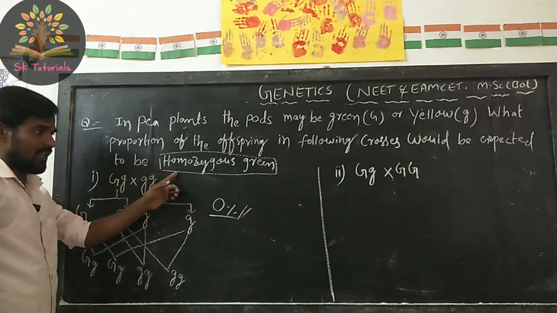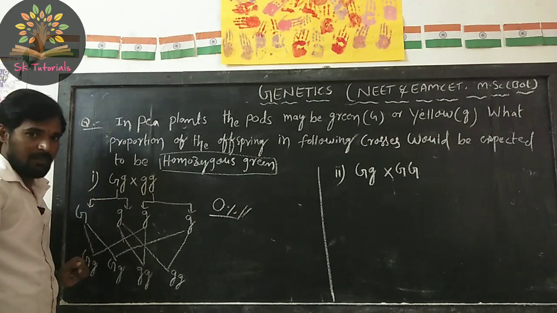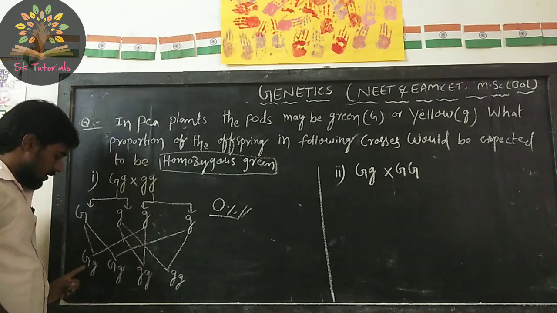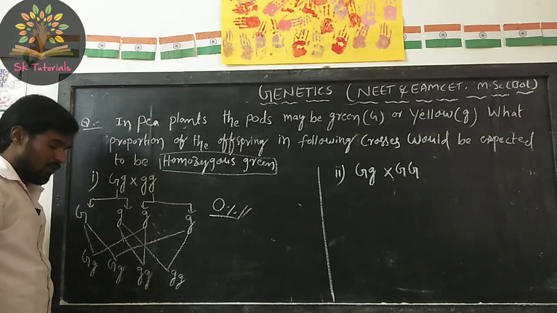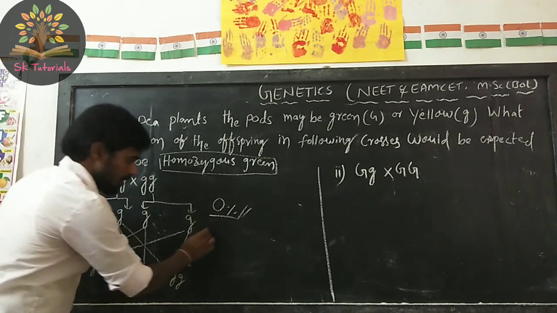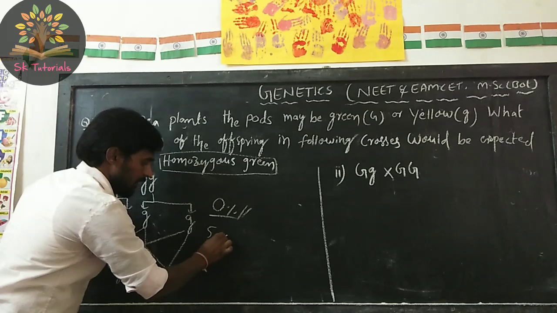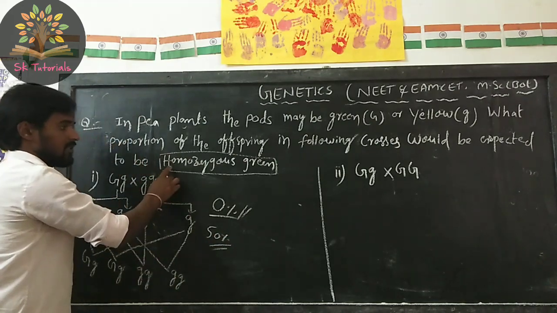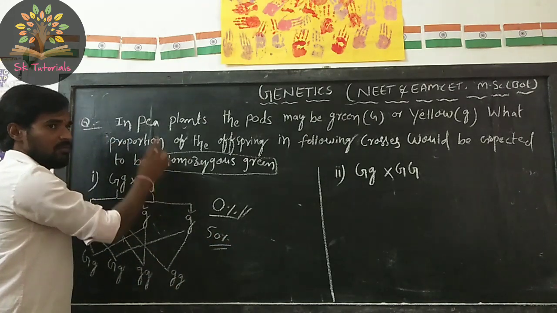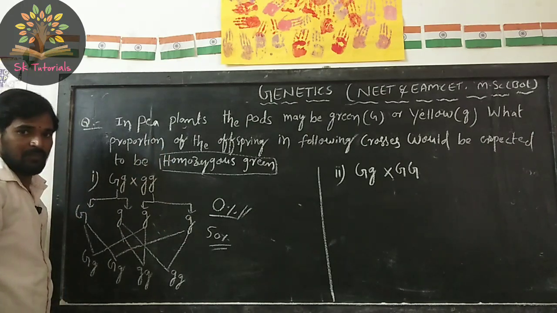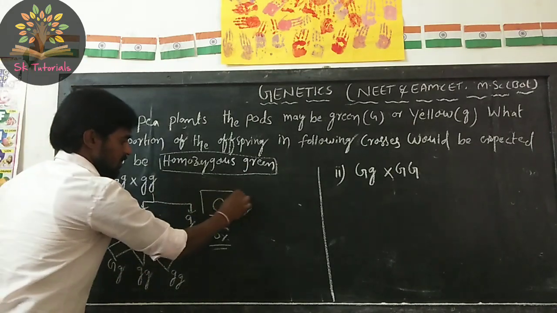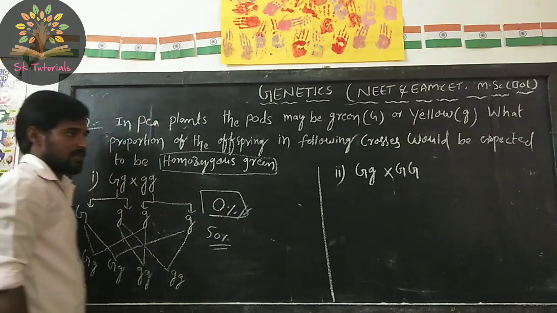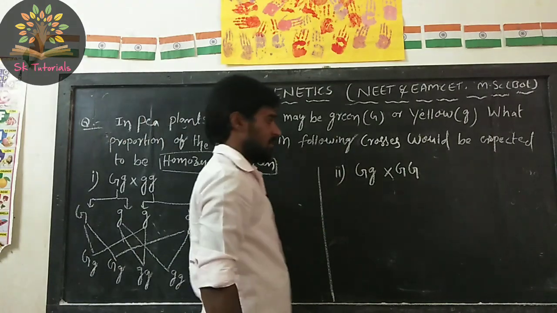If we ask for heterozygous green instead of homozygous green, what is the answer? Capital G, small g; capital G, small g; small g, small g; small g, small g. How many heterozygous green are there? 2 out of 4. What is the proportion then? 50%, when he asks for heterozygous green instead of homozygous green. But if he asks about homozygous green, our answer is 0%. The first answer is 0%. Come to the next. Same.